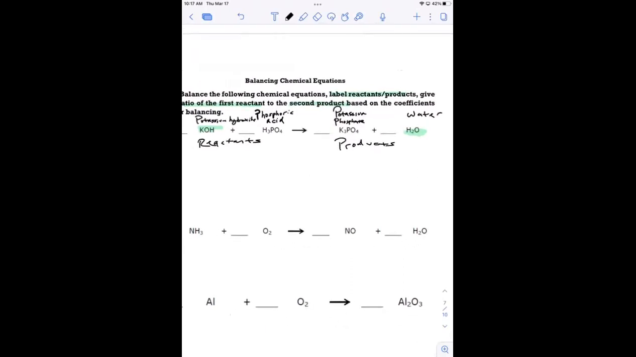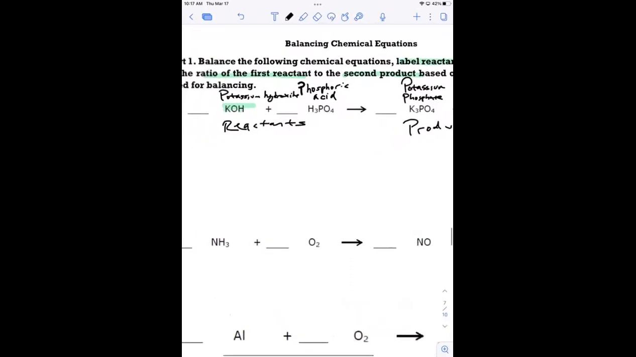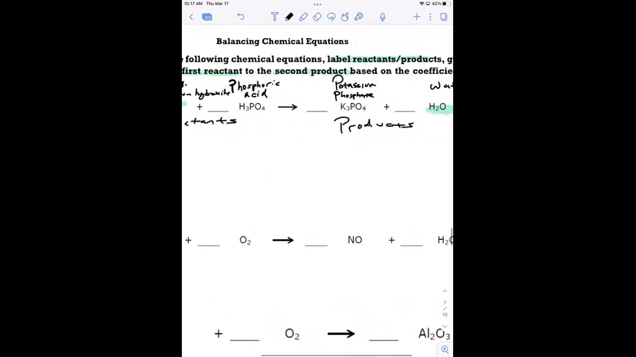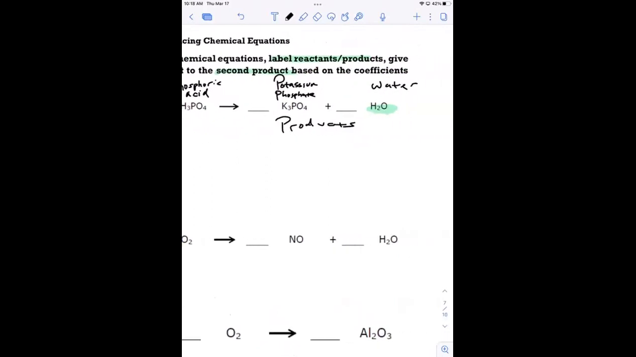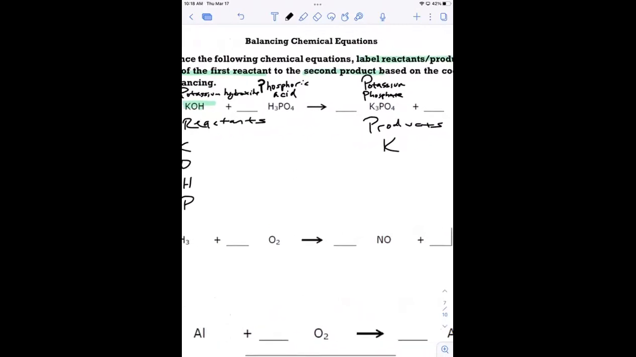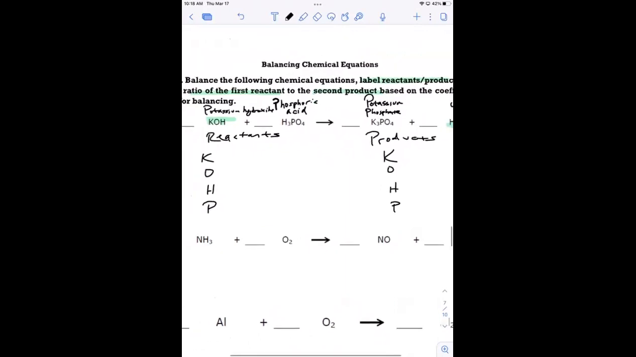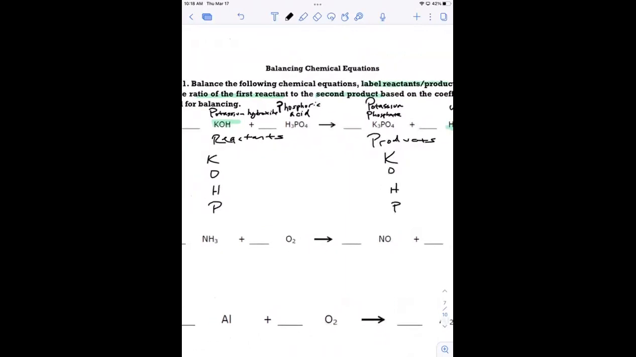All right. And so we've got potassium, oxygen, hydrogen, phosphorus. Those are the atoms that are present in the reactants. And then it's going to be the same atoms in the product as well. Potassium, oxygen, hydrogen, and phosphorus. So in the reactants, how many potassium atoms do I have?